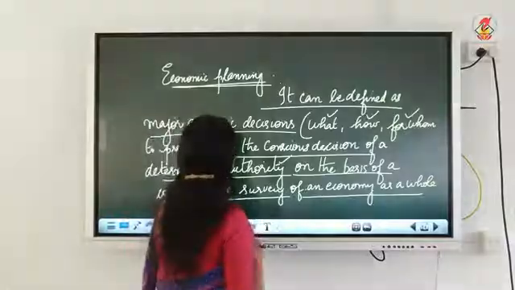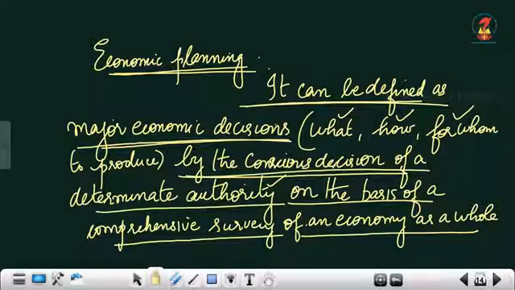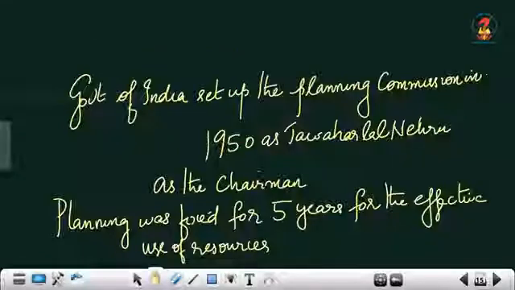So, I will read the definition of economic planning once again. It can be defined as major economic decisions on what to produce, how to produce and for whom to produce, by the conscious decision of determinate authority on the basis of comprehensive survey of an economy as a whole. Hope it is clear to you.